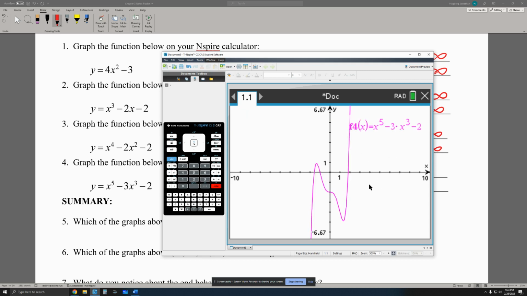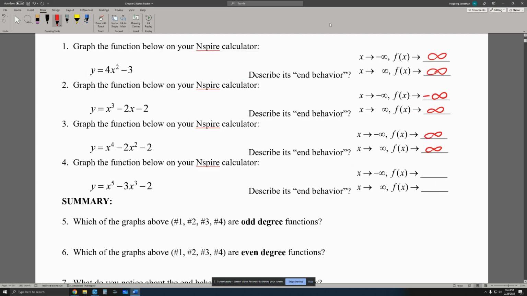And so we see this quintic in pink. As x decreases, the function decreases. As x increases, the function increases. So as x approaches negative infinity, the function f of x approaches negative infinity. And as x approaches infinity, f of x approaches infinity.